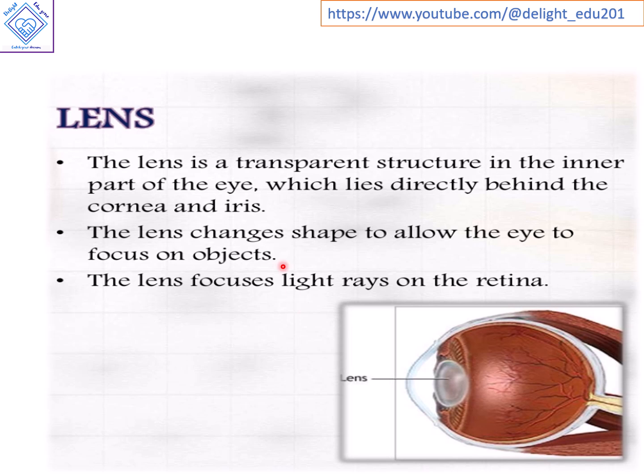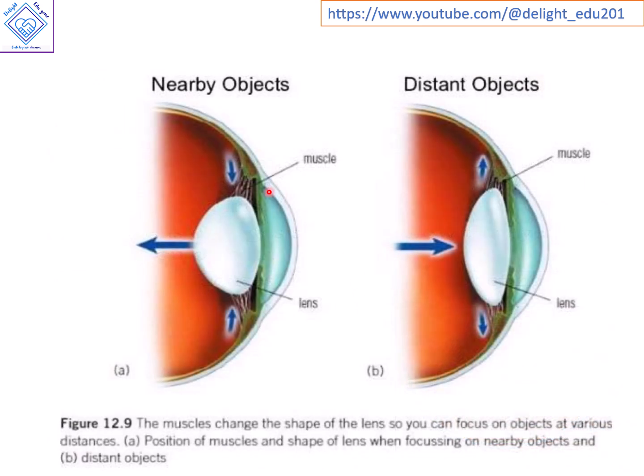Then the lens. The lens is a transparent structure in the inner part of the eye which lies directly behind the cornea and iris. In the picture it is visible. The lens changes shape to allow the eye to focus on objects. As you know, when we look at a nearby object or a distant object, the eye accommodates according to the vision. The lens focuses light rays on the retina. This picture shows how the lens and muscles accommodate when we are viewing a nearby object and a distant object.